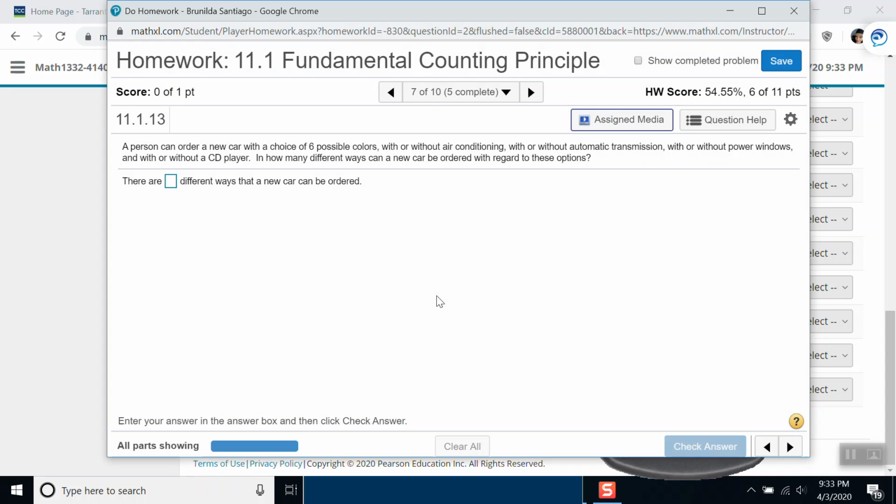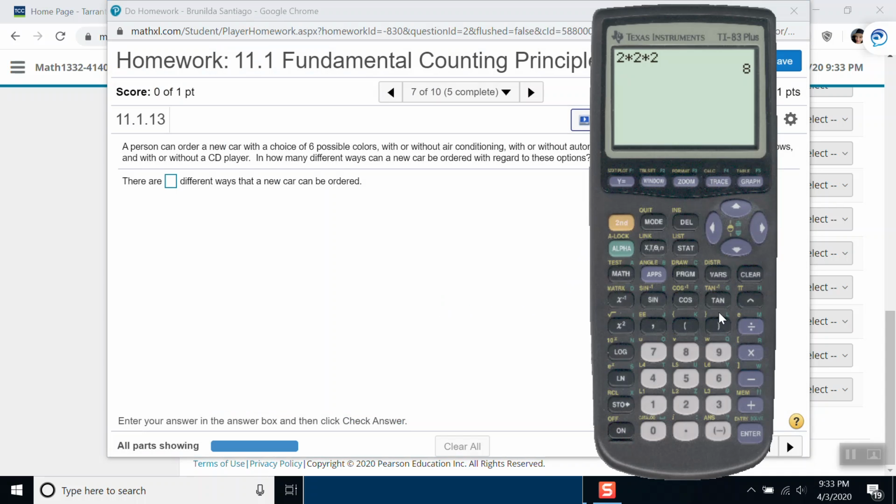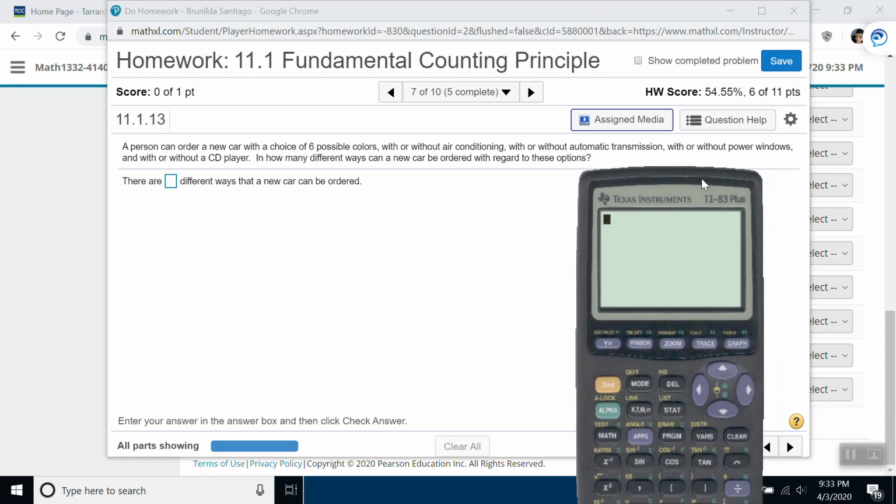Next, a person can order a new car with a choice of 6 possible colors, with or without air conditioning, with or without automatic transmission, with or without power windows, and with or without a CD player. Boy, that's a lot of choices. So let's see. Okay, we have to do this one carefully. We have 6 possible colors. So that will be the first one.